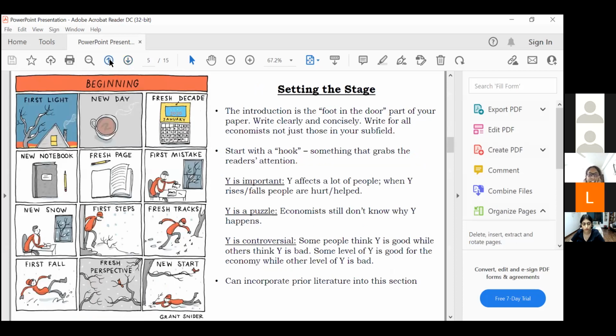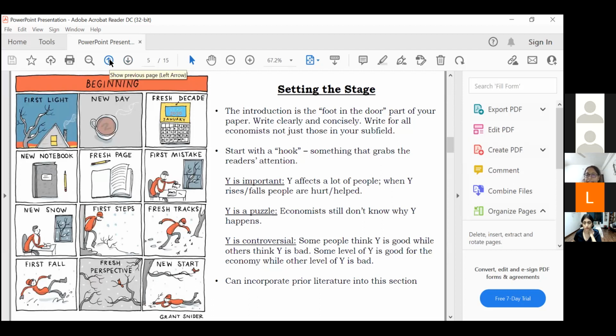Motivation is very closely linked with how you write the introduction of the paper. Now, what is this introduction? The introduction is where you set the stage for the rest of the paper. Just like the first act of a play, the first scene which grips the audience, think of your introduction as exactly that. It's often called the foot in the door part of the paper.